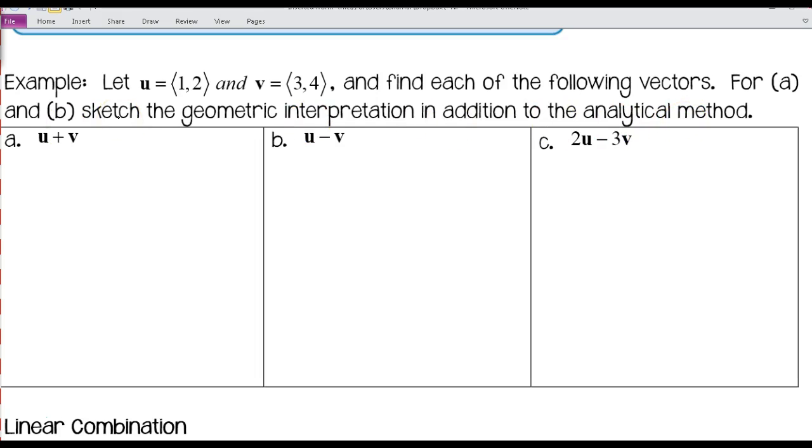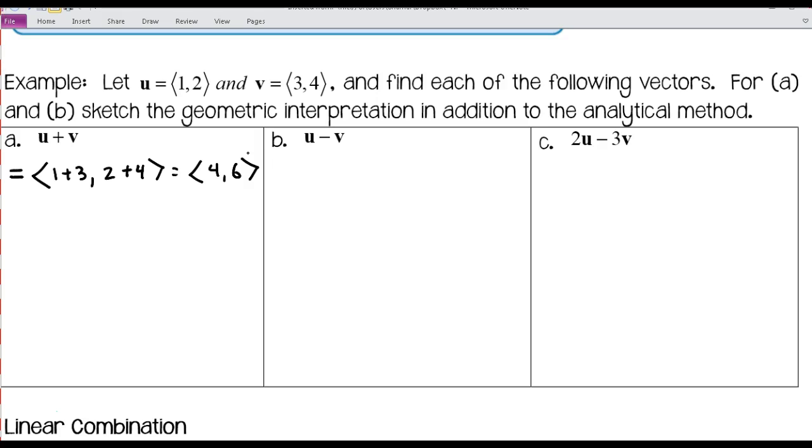So for u plus v, since I have u is 1, 2, and v is 3, 4, what I want to do is add the x component of u to the x component of v, so it's 1 plus 3, and then the y component of u to the y component of v, that's 2 plus 4, and this would give me 4, 6. Alright, so this is the algebraic method.